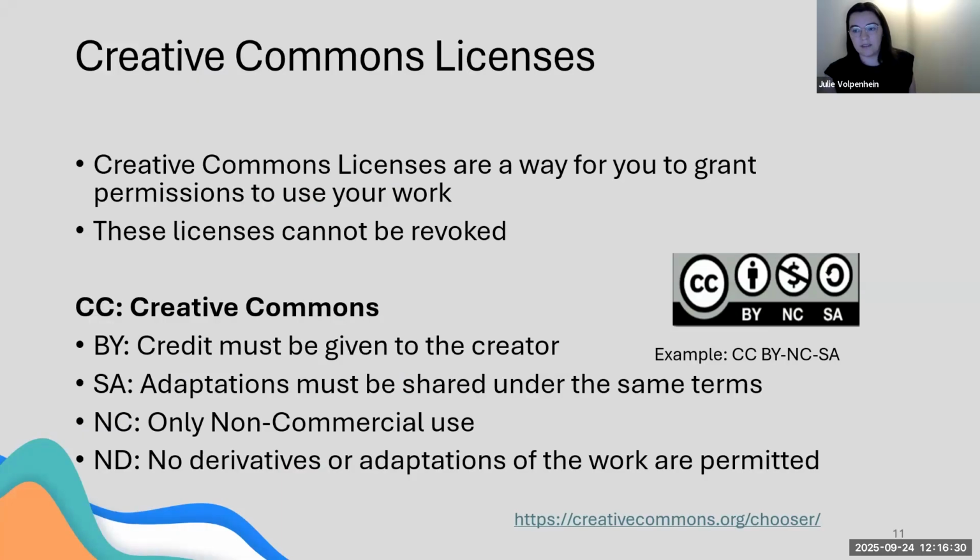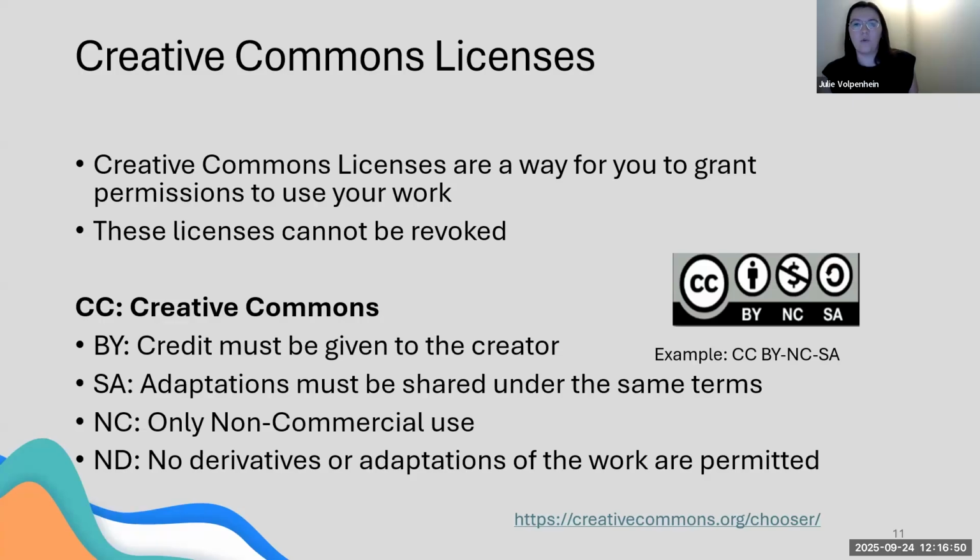these Creative Commons licenses. These are often used with open access materials outside of the bronze category. These are a great way for you to grant permissions to use your work. But one thing to know is that these licenses cannot be revoked. Once you've given it to one of your materials, it's there for life.